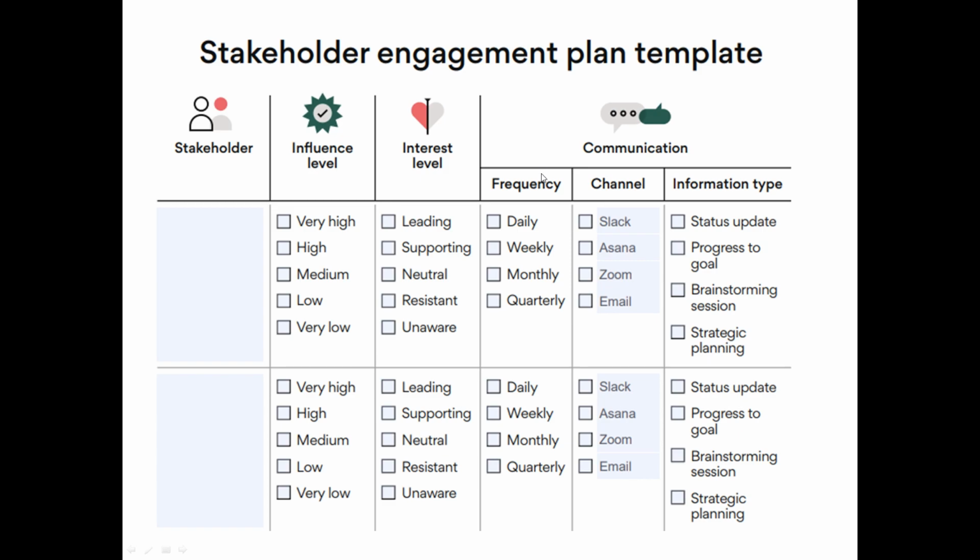Communication means frequency. The first thing is the frequency. That means you will communicate with those stakeholders on a daily, weekly, monthly, or quarterly basis. Channel means Slack, Asana, Zoom, email. It depends on which channel you will use to communicate with them. Information type, for example, status update, progress to goals, brainstorming sessions, strategic planning, depending on how much they are involved in your project, and what information type you will use to communicate with them, so that they will be more engaged in the plan.